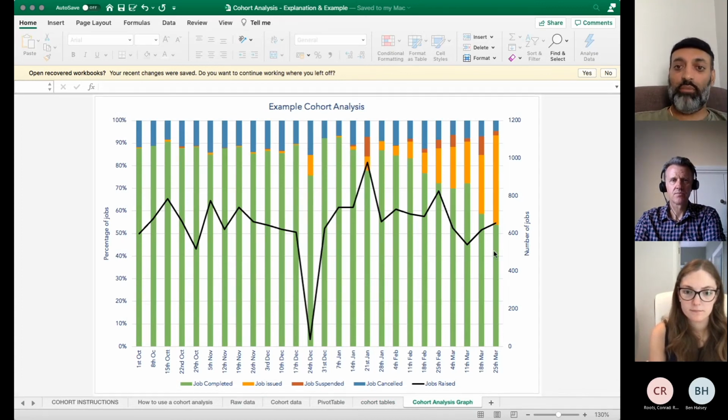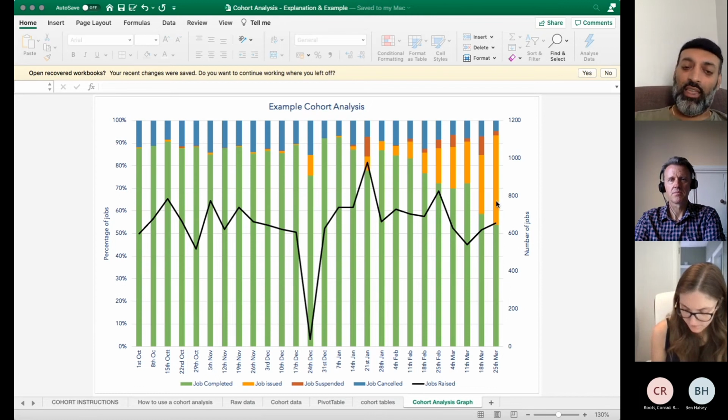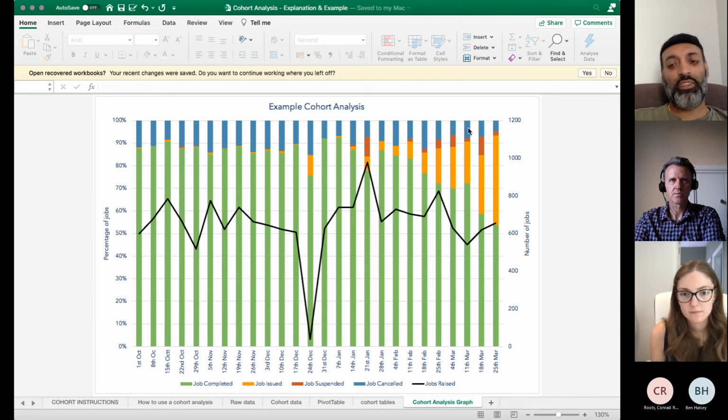Okay, so we've got the completed at the bottom, the green. The next sort of best status, if you will, which is job issued, so it's out, it's in progress, as the next one. Job suspended, the ones that we're really interested in, the jobs cancelled, whether that's administrative or, I mean, this is a real data set, so this is a real example of an organisation and where they're at the moment. Yeah, and this is what you end up with.